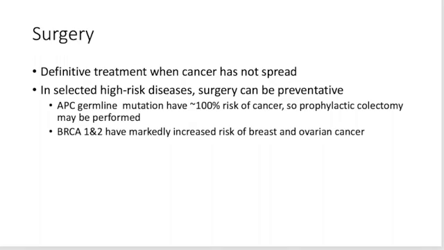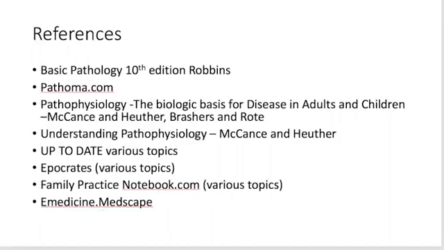If there is the APC germline mutation, which is a 100% risk of cancer, they may perform a prophylactic colectomy. I remember that APC stands for adenomatous polyposis coli gene. BRCA1 and 2 have markedly increased risk of breast and ovarian cancer, so some women will have a prophylactic double mastectomy to take away the breast tissue that will then not be stimulated. That is it for neoplasia.